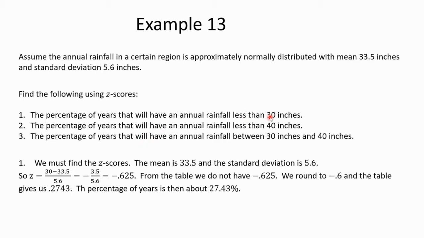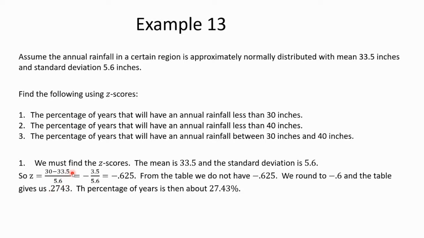So for 30, we're going to use the z-score. We have to find the z-score corresponding to 30. Well, that's what this formula is. We have 30 minus 33.5. That's the mean. And then the standard deviation is 5.6, so we're dividing by 5.6.